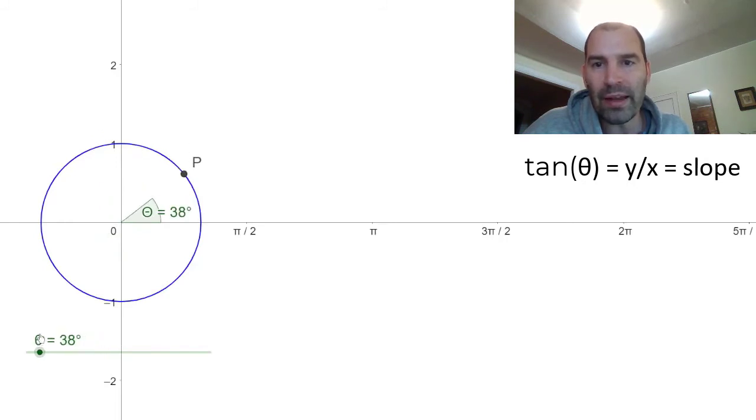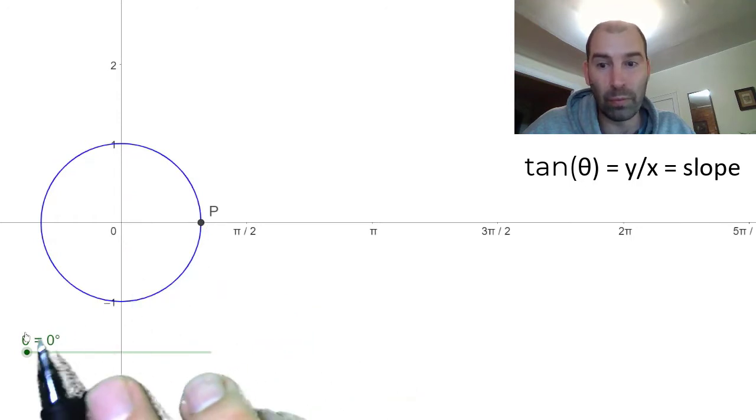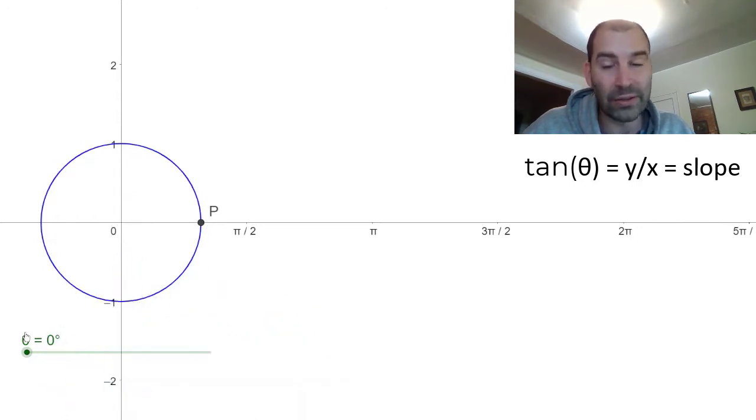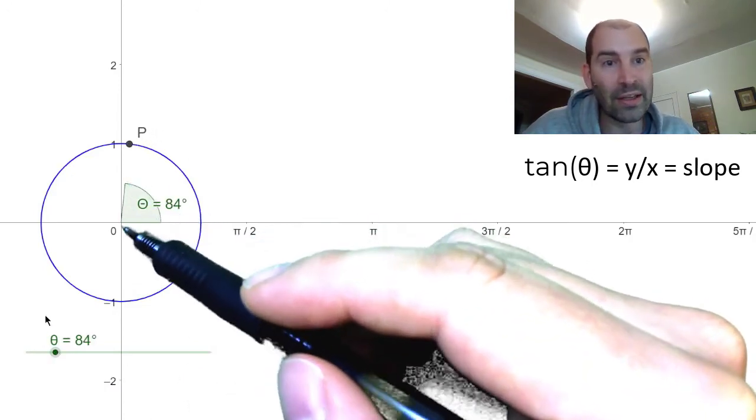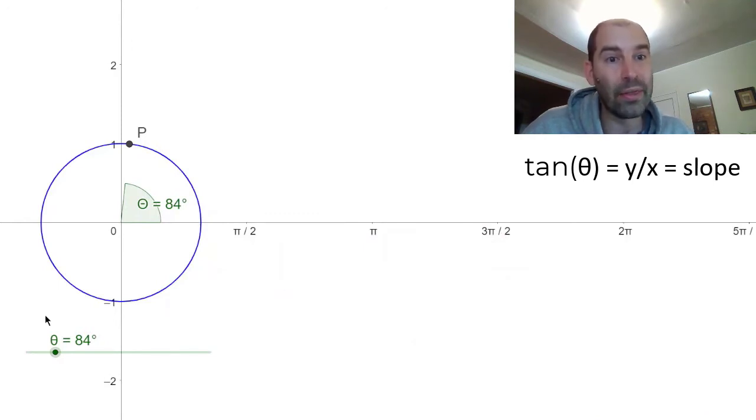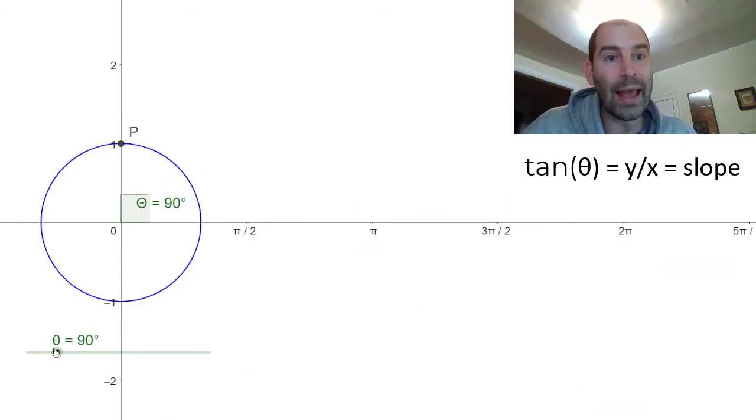We know that horizontal lines have 0 slope. So this is where the tangent is 0. So tangent of 0 is 0. But what happens when I get up to 90 degrees? Well, we know that the slopes of very steep lines are very large numbers. In fact, the steeper the line, the larger the slope. The slope goes to infinity as the line approaches a vertical line. And so when I get to 90 degrees, I have a vertical line. This is vertical, and the slope of a vertical line is undefined.